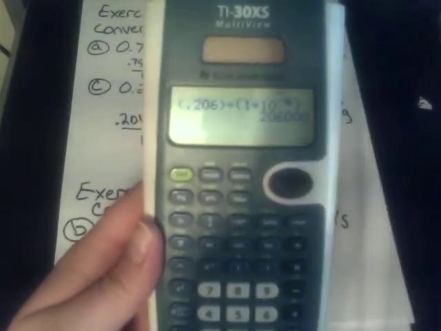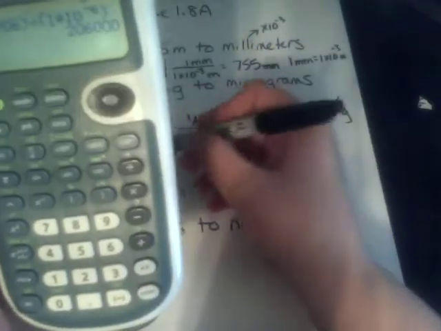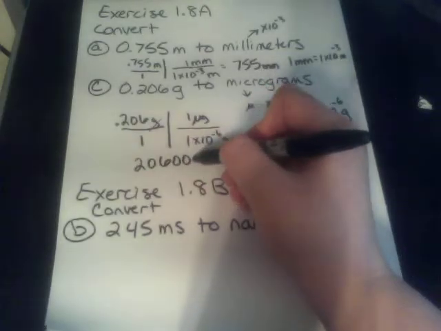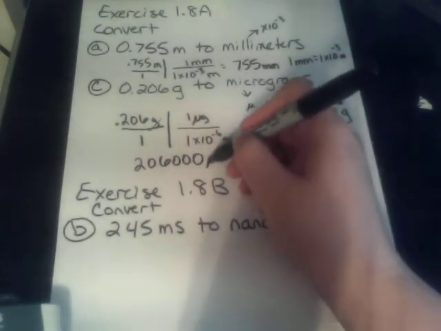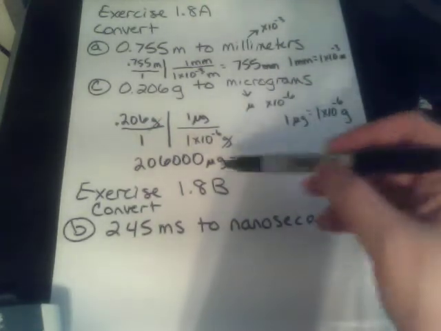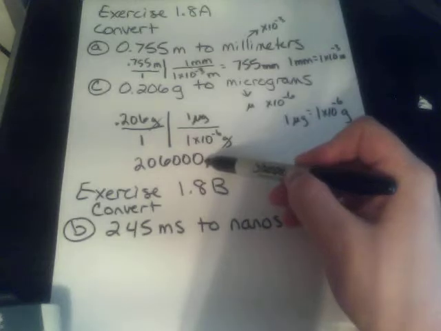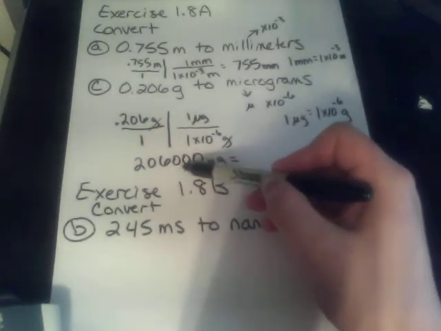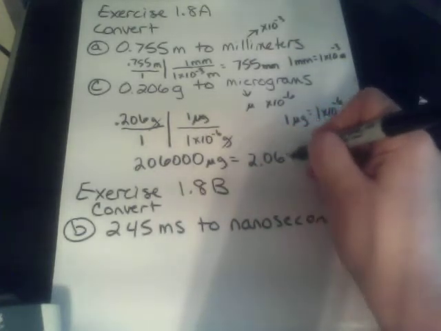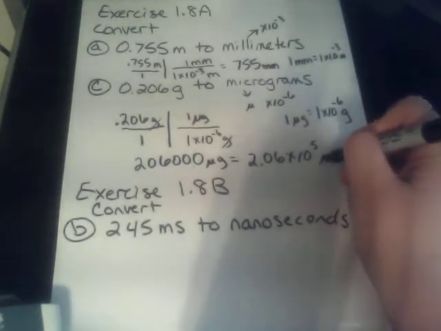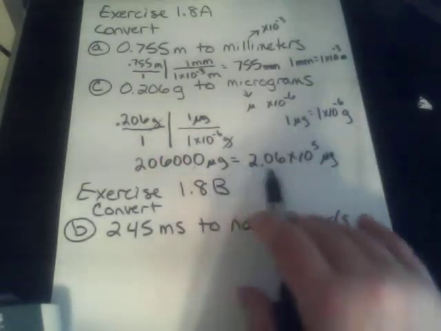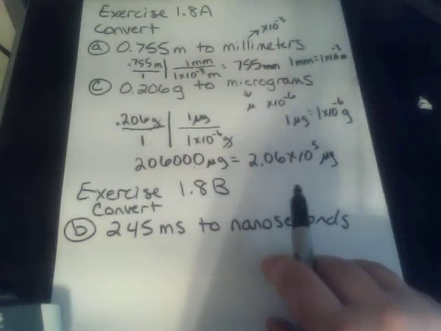So that is 206,000, right? That's a lot. So you could write 206,000 micrograms. But let's do some practice. Let's actually turn that into an exponent, right? So that would move the decimal over 1, 2, 3, 4, 5. So it's really 2.06 times 10 to the 5 micrograms. For an exam right now, I would accept either answer. They both look good to me.